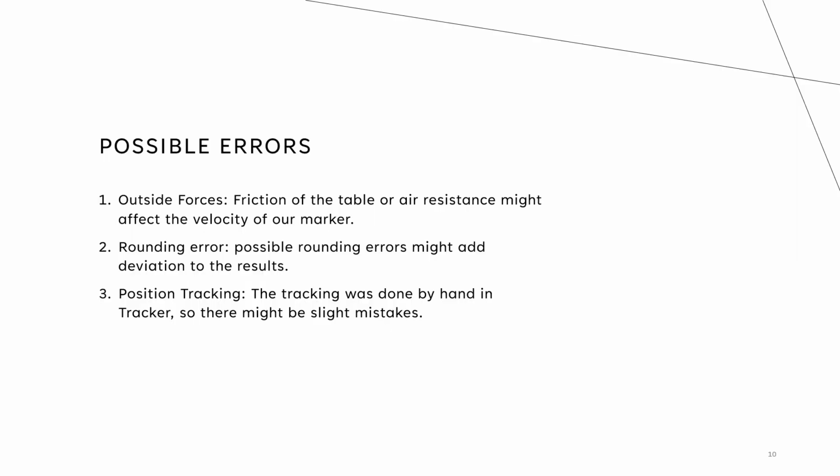So some possible errors in our lab are outside forces, like the friction on the table or air resistance, which might affect the velocity of our marker. Possible rounding errors during our calculations might slightly deviate our results. And the precision of tracking: the tracking was done by hand in Tracker, so there might be slight mistakes.